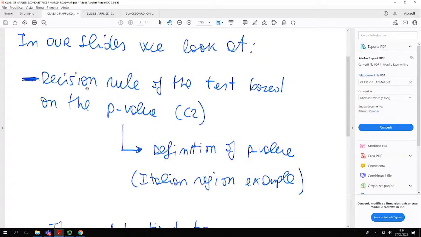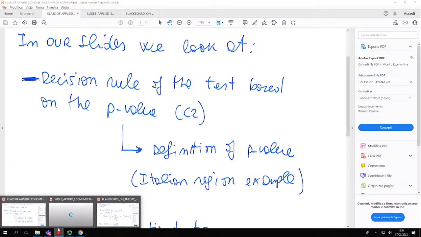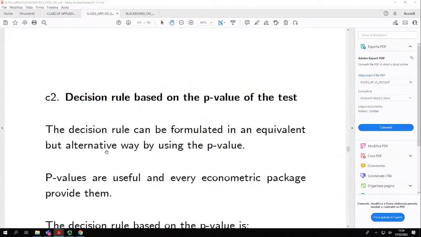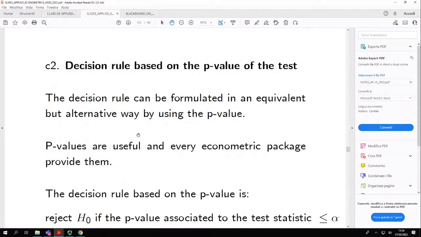So I will start. I come back now on our slides, and I will take up exactly where we left off in our last class. We'll consider the decision rule based on a p-value of the test, okay?